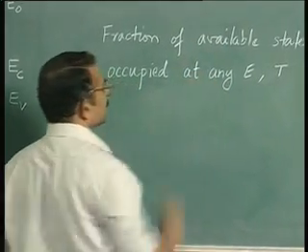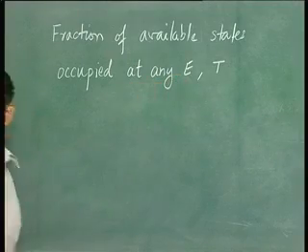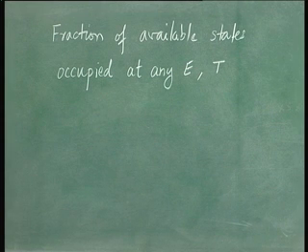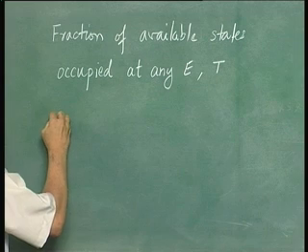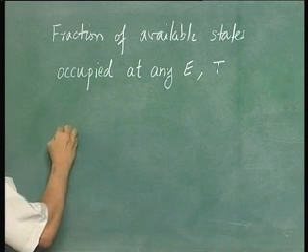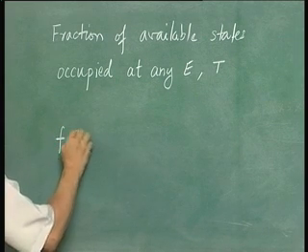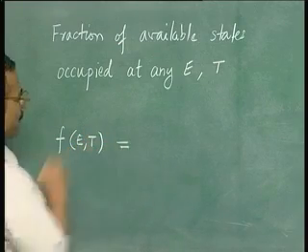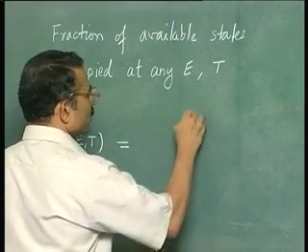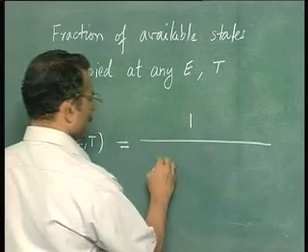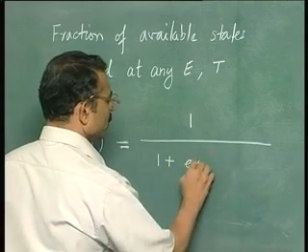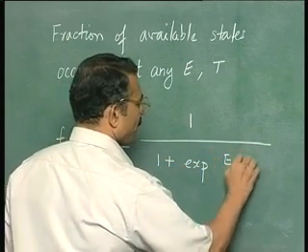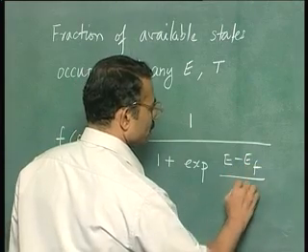So fine, supposing there is a state available at any energy interval, what fraction is occupied? This is the so-called Fermi-Dirac fraction, and this is given by the function f(E) equal to 1 by 1 plus exponential of (E minus EF) by kT.